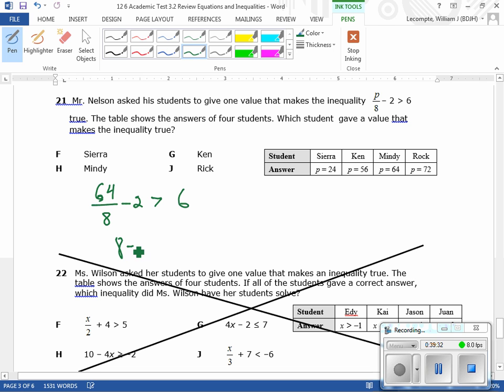But if I put in 72 for P and divide by 8, I get 9 minus 2 is greater than 6. 7 is definitely greater than 6. I would say that is a true statement. So I would go with, it's supposed to be Rick, right? So we'll just go with Rick.